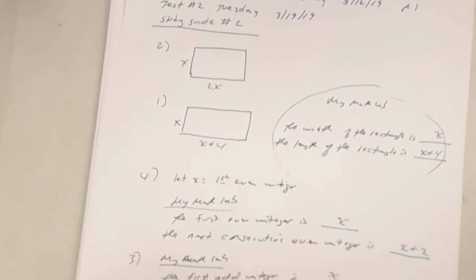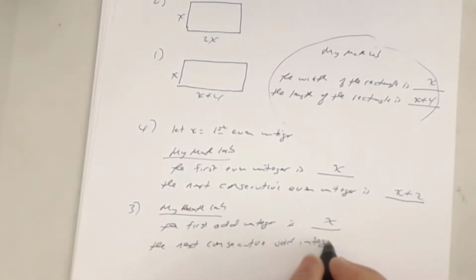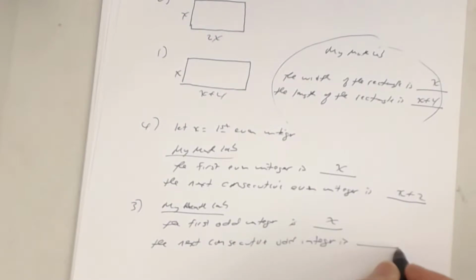Now think about this. The next consecutive odd integer is x plus 2. So if my first one's 5, the next one is what? 7. How'd I get 7? 5 plus 2. So regardless of whether it's consecutive even or consecutive odd, the expressions are the same. It's going to be x plus 2, the next one will be x plus 4, x plus 6, and so on.